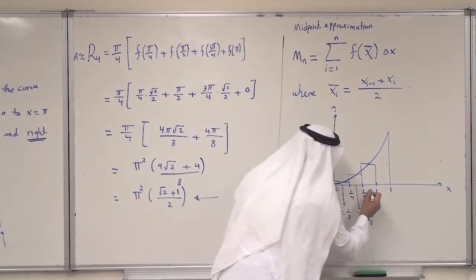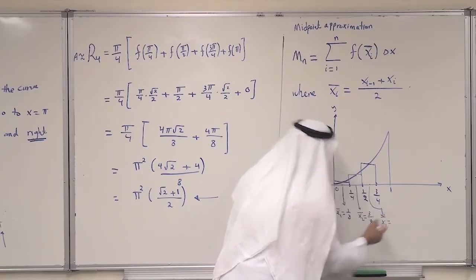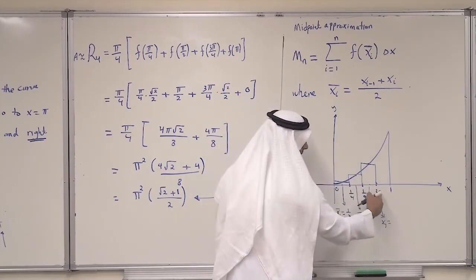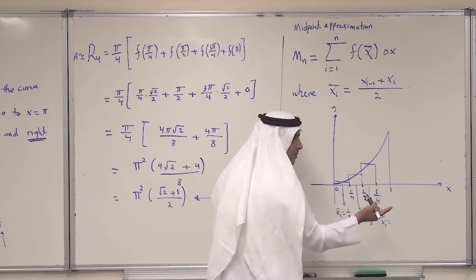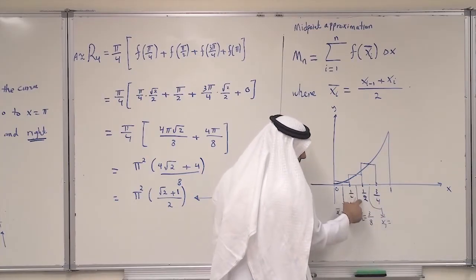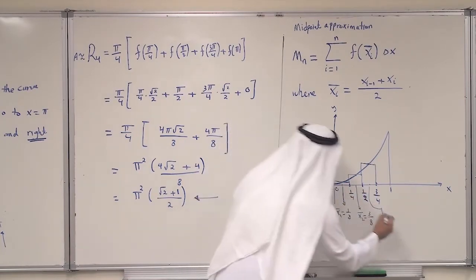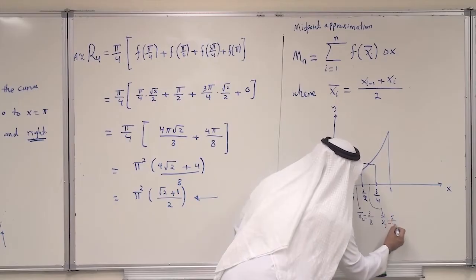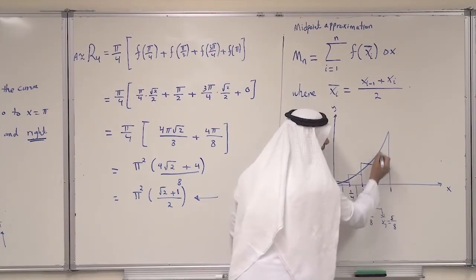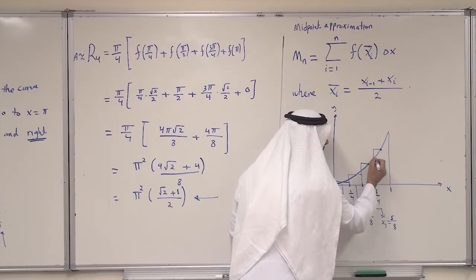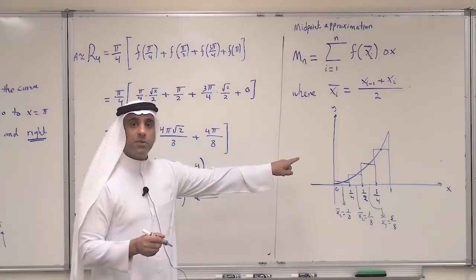So what is that point exactly here? What is x3 bar? You add 3 over 4 plus 1 over 2 and divide by 2. This is 2 over 4 plus 3 over 4, that is 5 over 4. Dividing by 2, that is 5 over 8. Next one, you just go to the middle point, go to the altitude, and draw the rectangle. So you see the different type of approximation we have here.